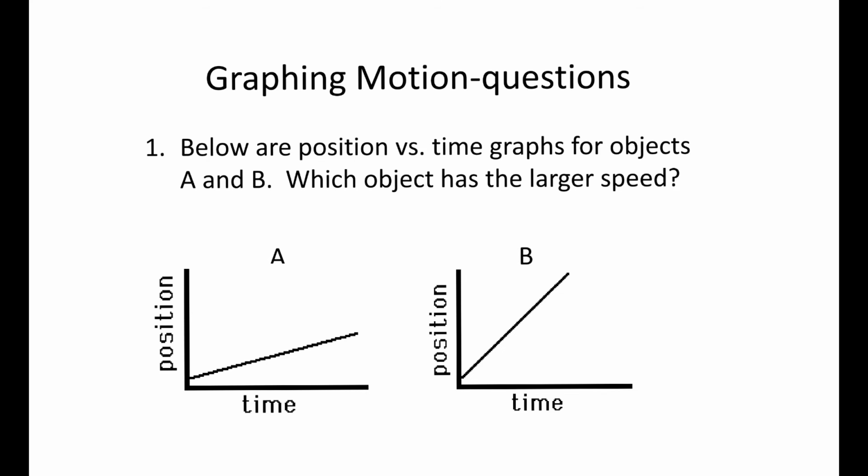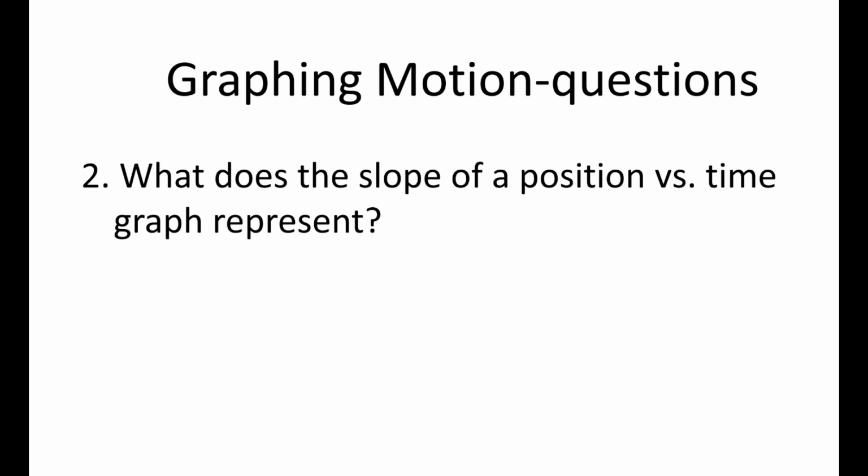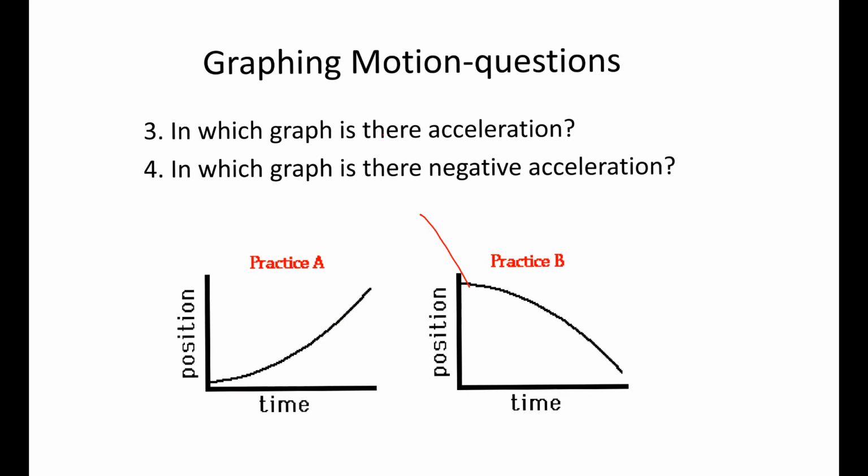Some questions on graphing motion. Below are both position versus time graphs for objects A and B. Which object has the larger speed? B. I want to use red. Number 2. What does the slope of a position versus time graph represent? Speed or velocity? All right. Number 3. In which of these graphs is there acceleration? They're technically both accelerating. One's accelerating negatively, one's accelerating positively. So this would be 3 and this would be 3.